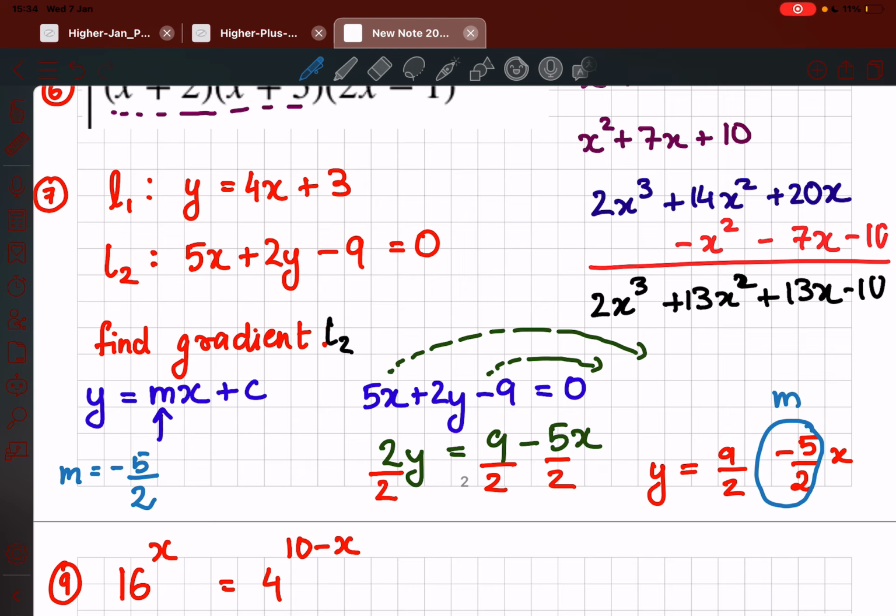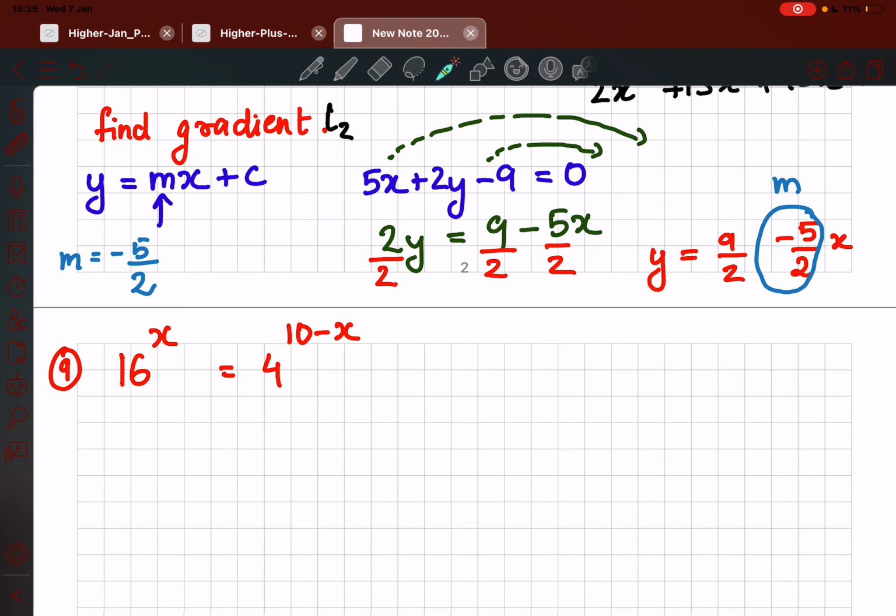Many people tend to write the answer as minus 5 over 2x, which is incorrect. You might get marked down, maybe, you'll never know. So only the coefficient of x is your answer for the gradient. It's not the x term that is attached to it.